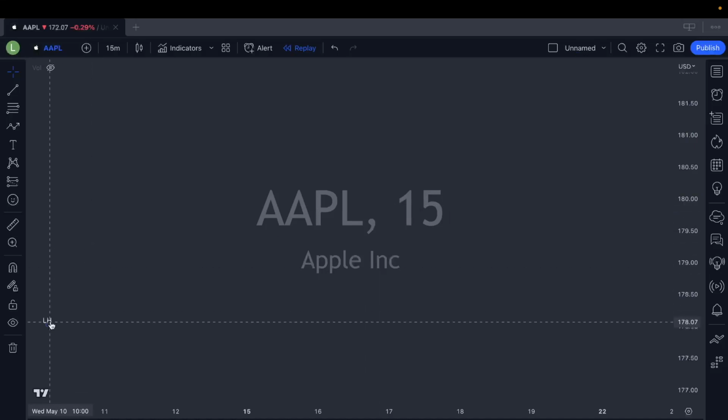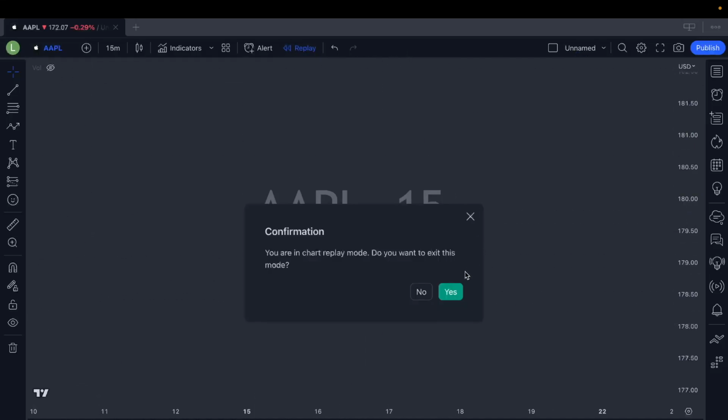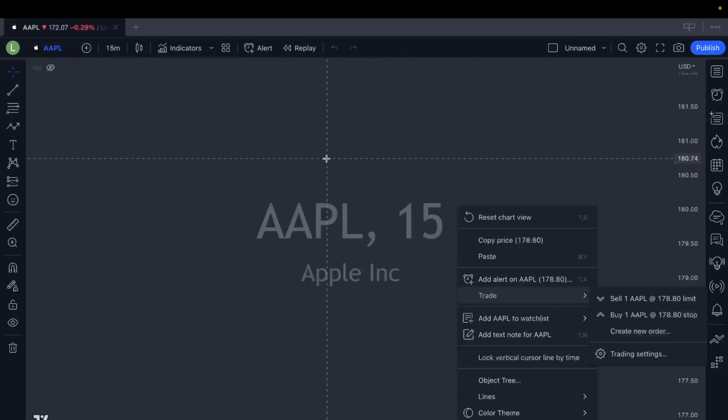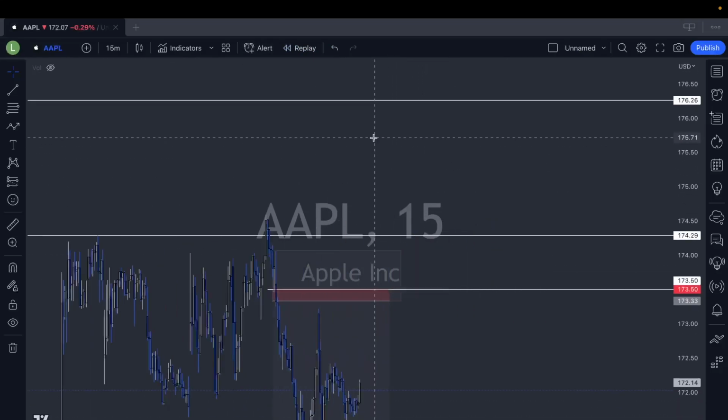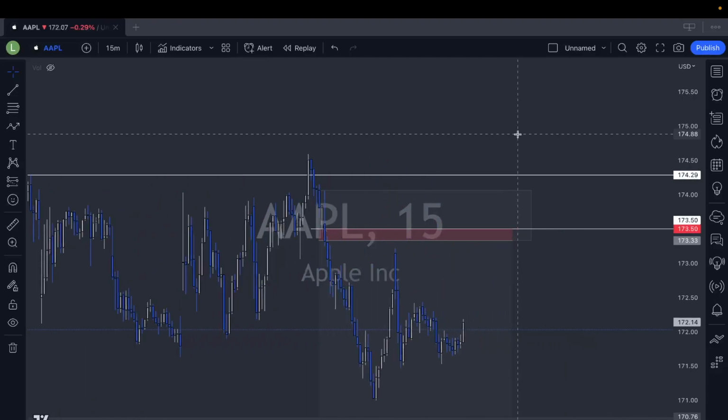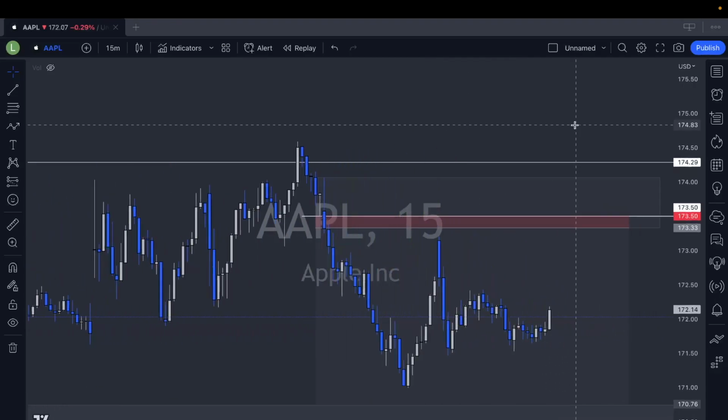Boom, let me get rid of all this, right? Let me exit bar replay. So if we're looking at Apple, if we're looking at the trade I took today and that I showed you guys yesterday, I'm about to show you guys our actual breaker structure, right?